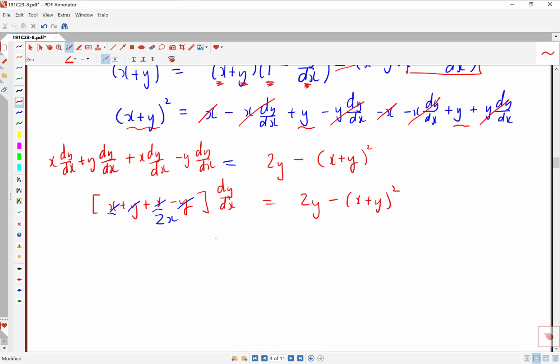So final answer coming up, dy by dx equals 2y minus x plus y all squared, and then just divide by whatever you've got in the brackets on the left side, so 2x.